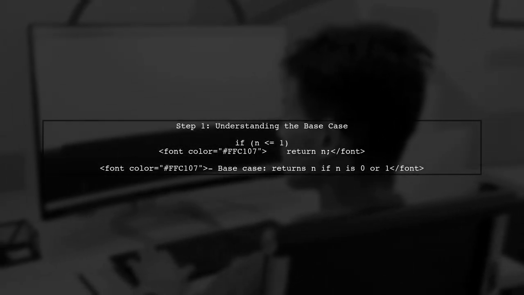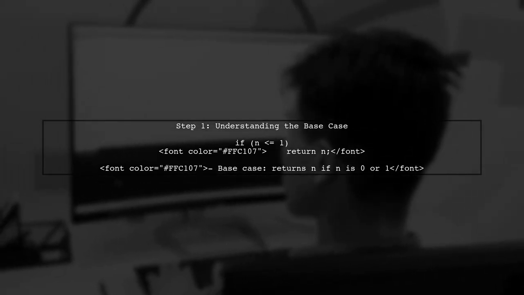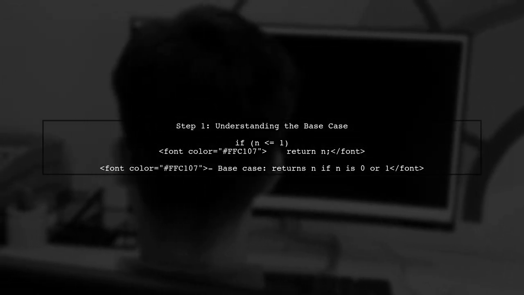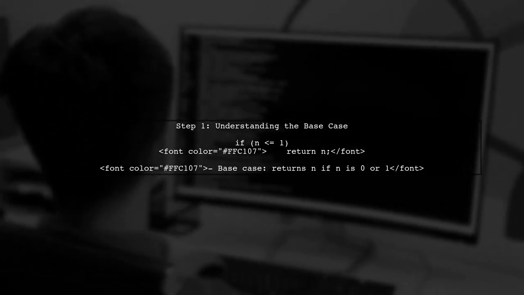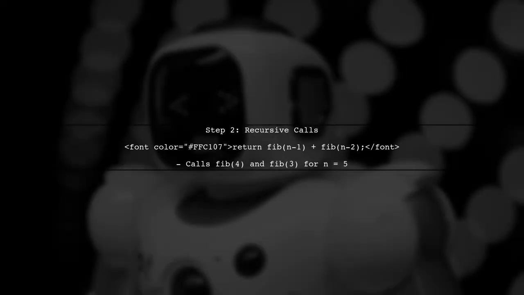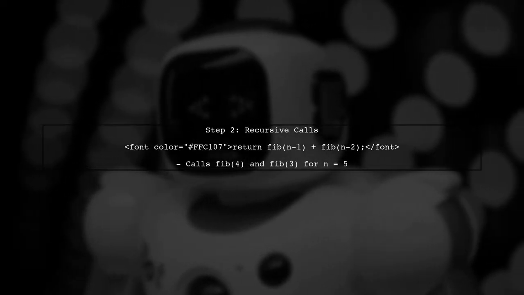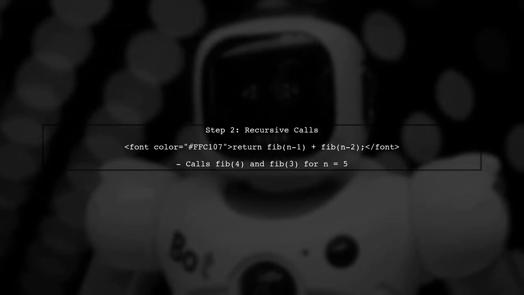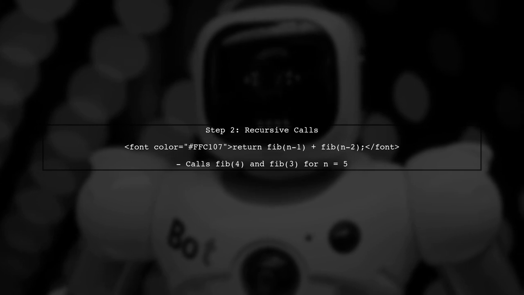Let's break down the recursive Fibonacci function step by step. The function starts by checking if the input number, n, is less than or equal to 1. If n is greater than 1, the function calls itself twice, once with n minus 1 and once with n minus 2. This is where the recursion happens.